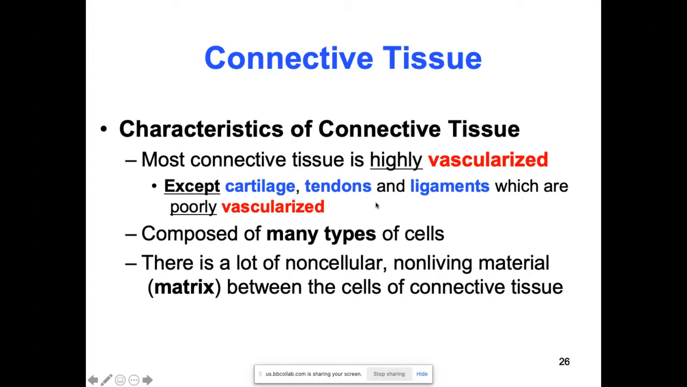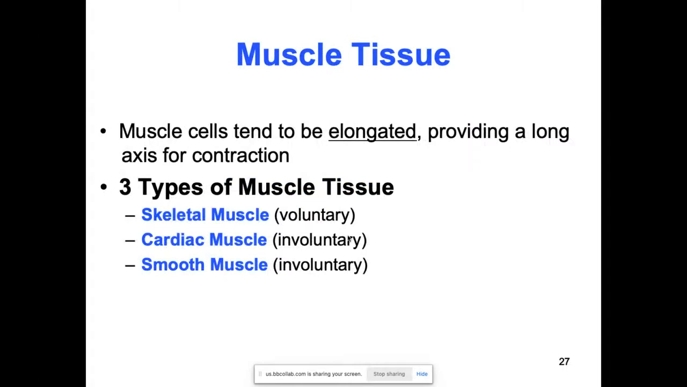Okay, so if you damage these things, cartilage takes the longest to heal, ligaments second place to heal, and tendons would heal up pretty quick. But connective tissue, remember, it's made up of lots of cells with matrix in between. It's just the cells are not so closely packed together.